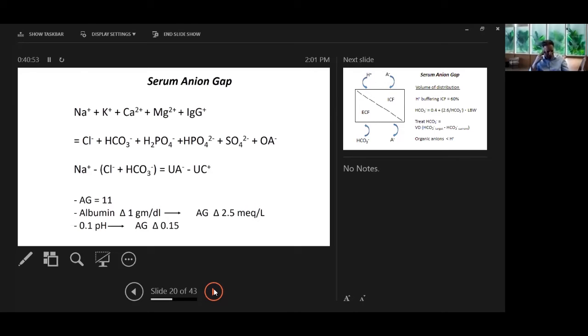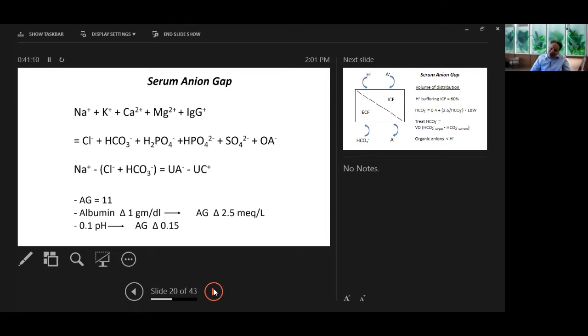And that's true whether the pH goes up or down. When you raise the pH, you deprotonate albumin and you actually increase the anion gap. When you lower the pH, you protonate albumin, making its negative charge less, and you decrease the anion gap.